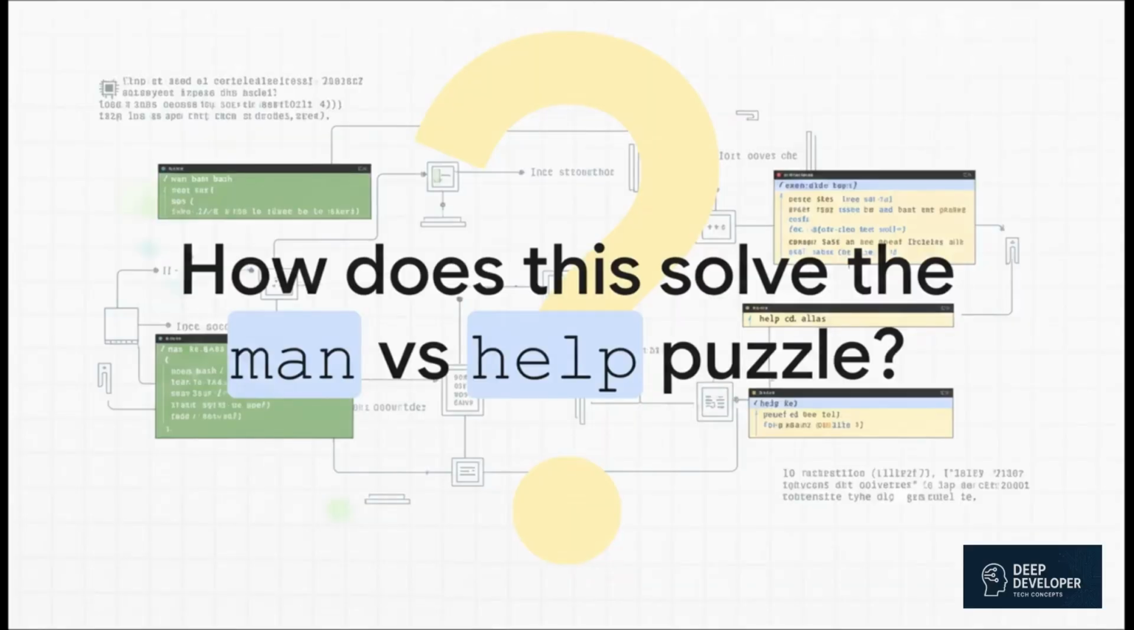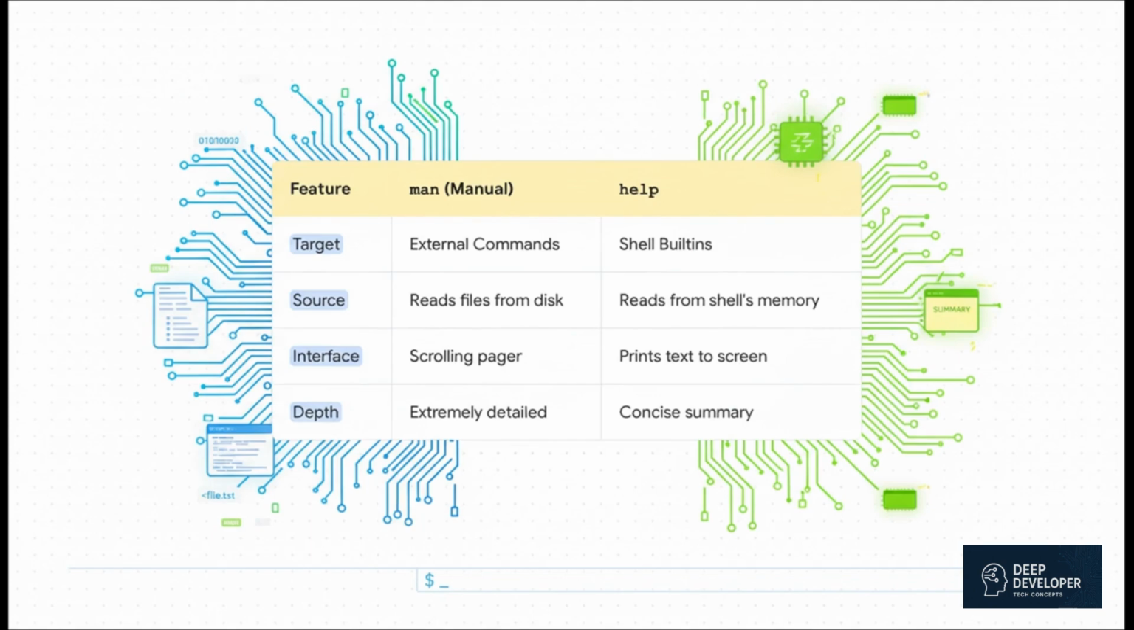So once you get this difference, a whole bunch of other confusing things suddenly become super obvious. For instance, have you ever been unsure whether you should use man to get a manual page or help to get documentation? Well, the answer lies in whether it's a built-in or an external command. So here's the deal. Man is for external commands, the ones that exist as files on your disk. It gives you this super detailed scrollable manual. Help, on the other hand, is specifically for shell built-ins. It just pulls a quick, concise summary directly from the shell's memory. So think of it like this. One is a deep dive user manual, the other is a quick reference card.